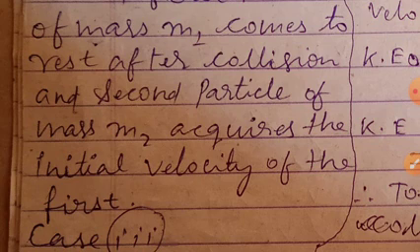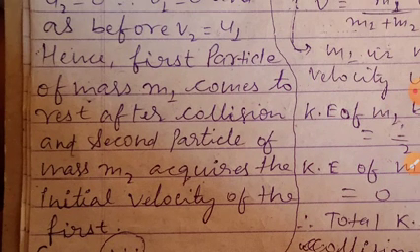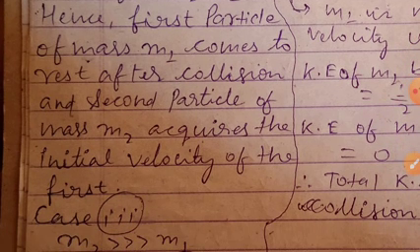इसमें केस m2 में हमने क्या देखा कि फर्स्ट पार्टिकल जिसका मास m1 है वो कोलिजन होने के बाद रेस्ट पोजीशन पे आ जाएगा और जो सेकंड पार्टिकल इसका मास m2 है वो फर्स्ट पार्टिकल के मास को एक्वायर करेगा, उसकी वेलोसिटी को एक्वायर कर लेगा.